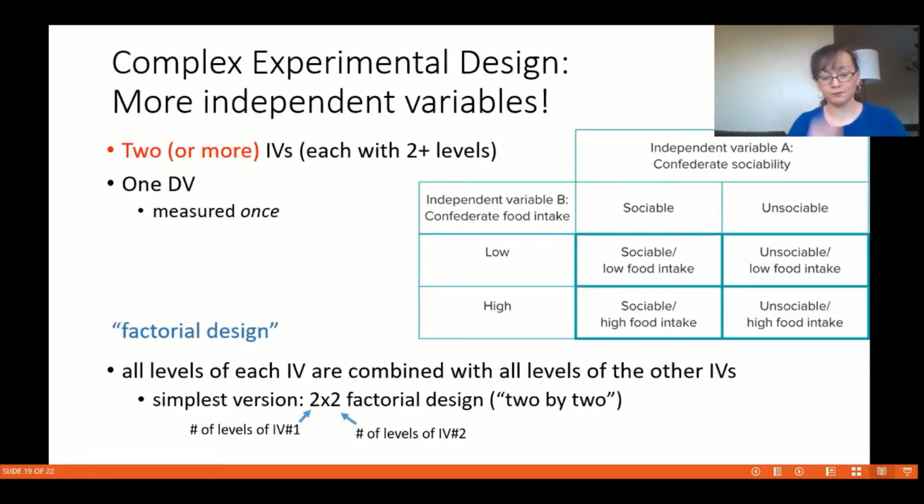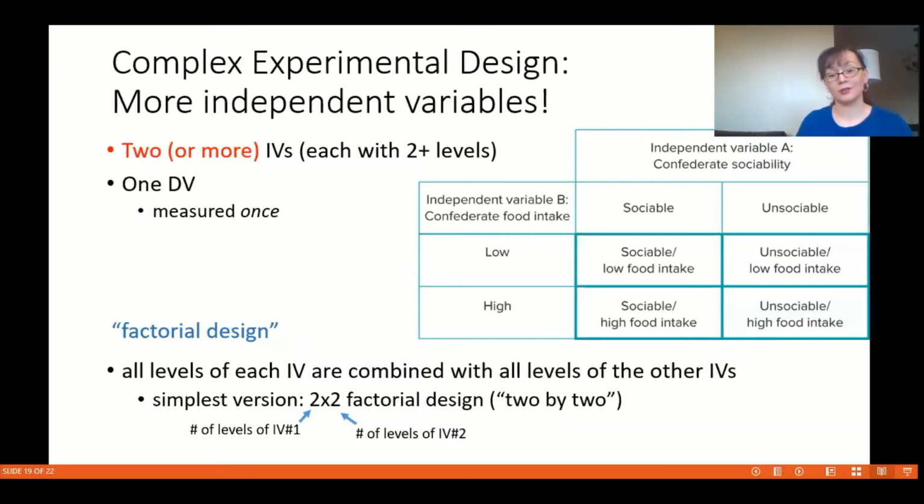In the diagram that's on here, we see a situation where people are looking at how social the person with them is, as well as how much food the person with them eats. And in this case, this is a confederate. We mentioned confederates earlier in the semester. A confederate is someone who's working with the experimenter. And so in this case, the confederate was either sociable or unsociable. They were friendly and talkative or not.